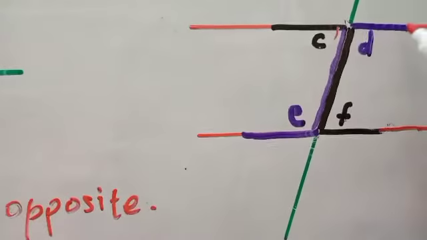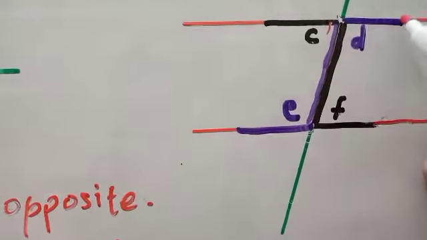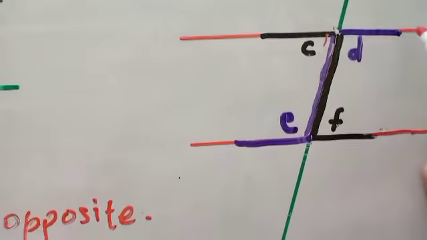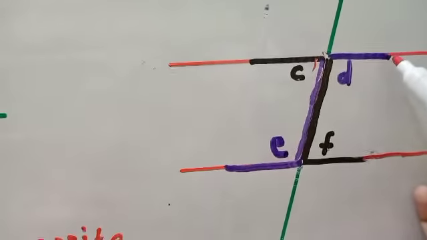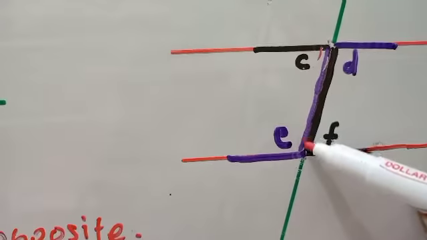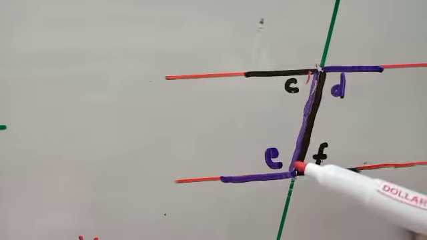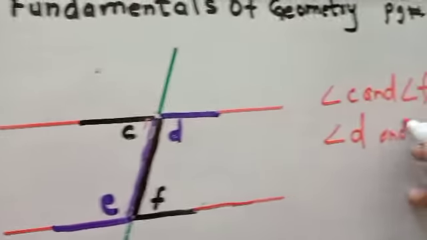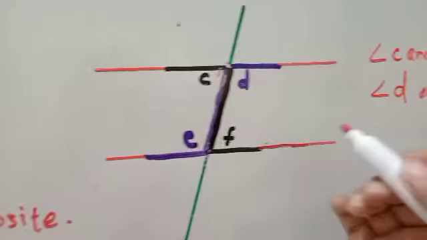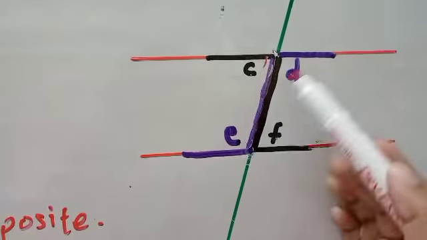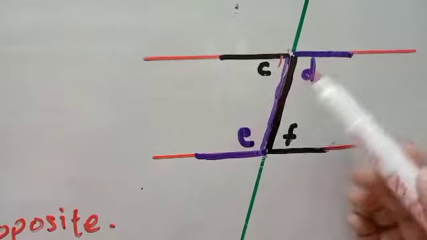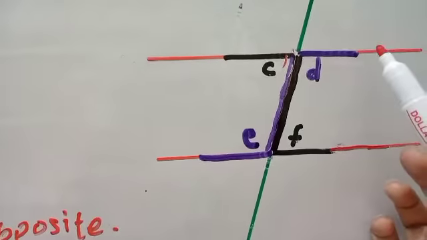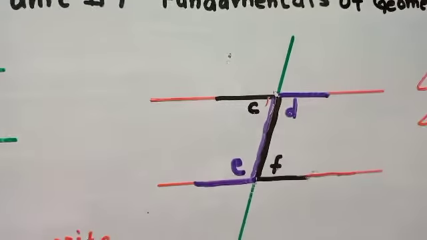Now look at the purple Z. Can you see this? Ignore the black part. Just see the purple Z. This, and this. So this is also an alternate angle pair: angle D and angle E. Why? Because they lie on the opposite sides of the transversal. They are interior angles. They are making the shape of Z. Okay, I hope this is clear to you.